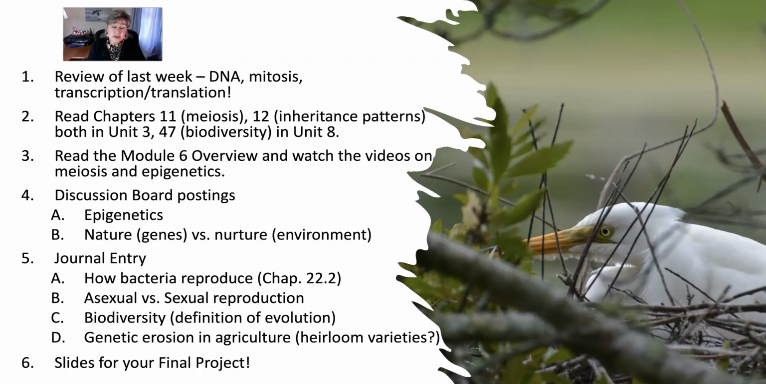All right, read the Module 6 overview and watch the videos. There's a video on meiosis, which explains that and how you end up with half the number of chromosomes in a sex cell. And you'll also watch a video on epigenetics, which I will talk about in this video. Epigenetics is the control of genes and how they are expressed. And it's very interesting because you see a little skinny brown mouse and a kind of chunky white mouse, and they are identical twins, but they definitely don't look alike. So how in the world could that be?